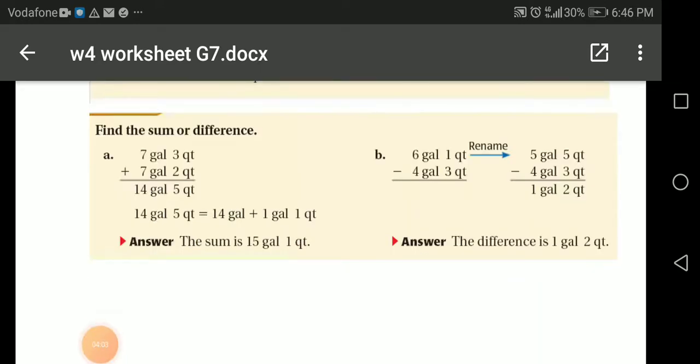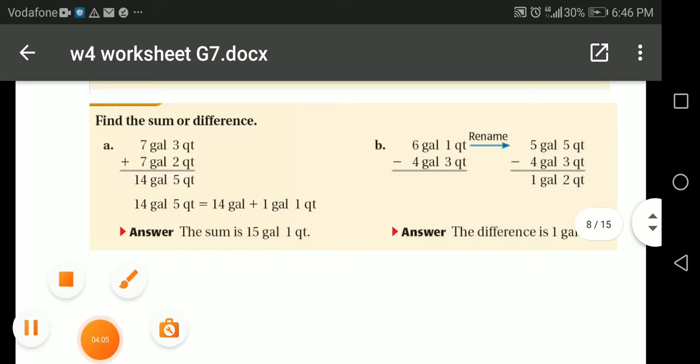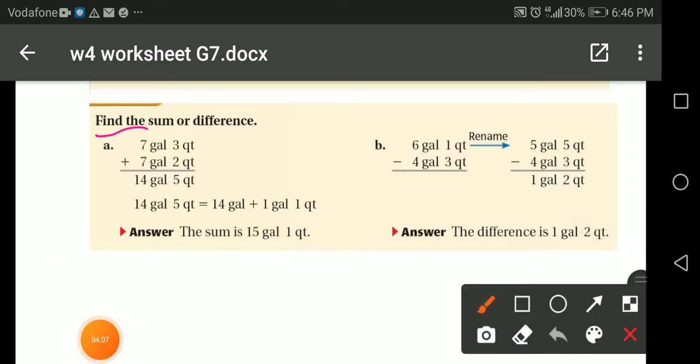If I have another question, it asks me to find the sum or difference of 7 gallons and 3 quarts plus 7 gallons and 2 quarts. It's very easy. We're going to add the quarts first. 3 quarts and 2 quarts gives me 5 quarts. And 7 gallons and 7 gallons is 14 gallons.